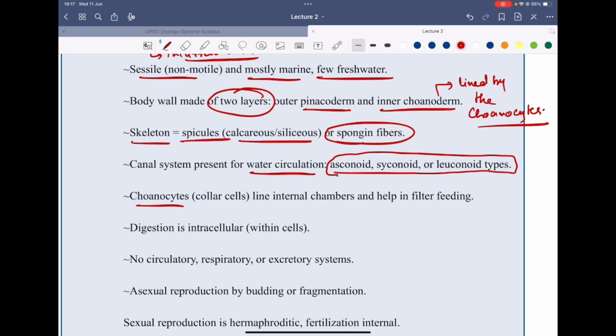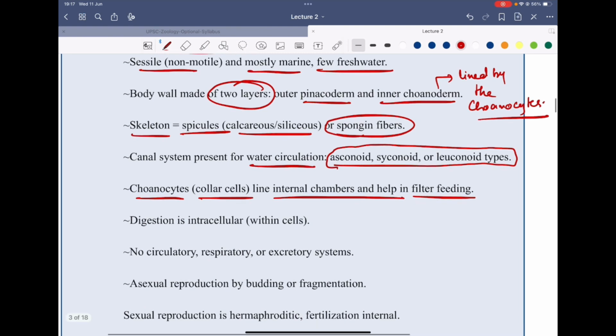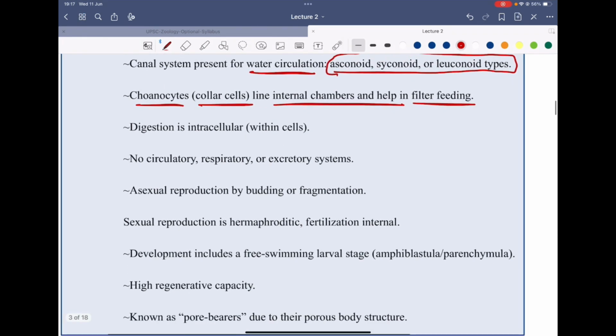They have collar cells or the conocytes, and these collar cells line the inner chambers and help in filter feeding. The digestion is intracellular, it happens within the cell. And there is no circulatory system, no respiratory system, no excretory system. The asexual reproduction is by budding or fragmentation. We will have to discuss the reproduction types, asexual as well as sexual, in detail.